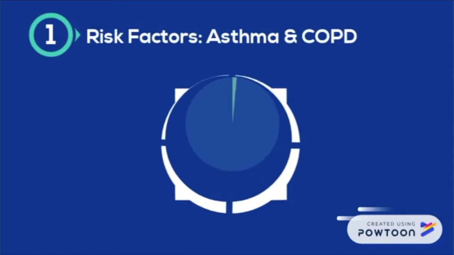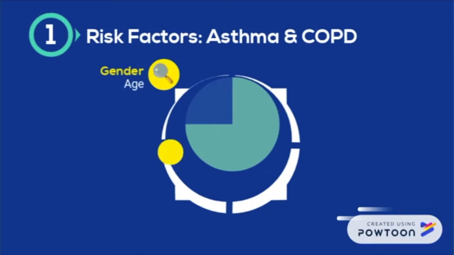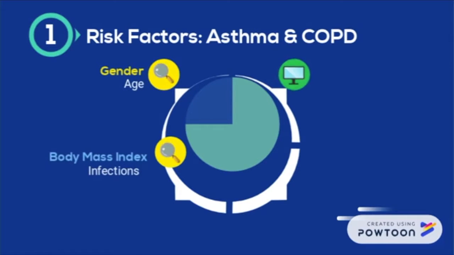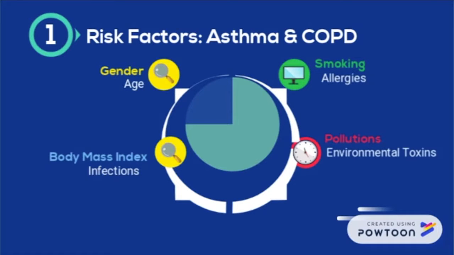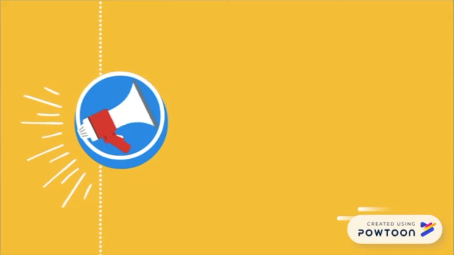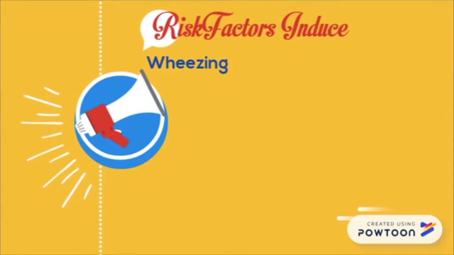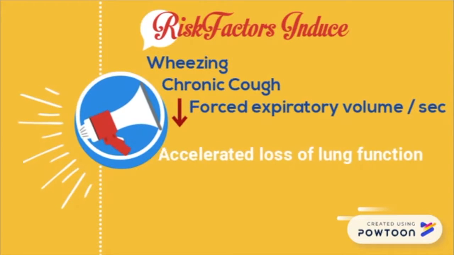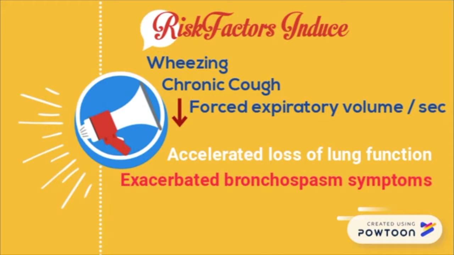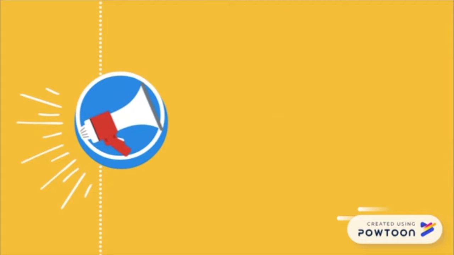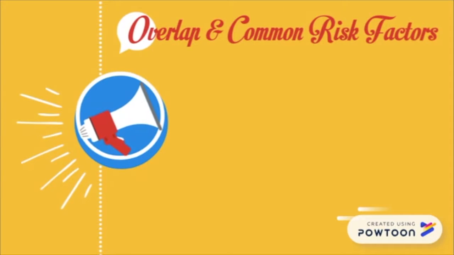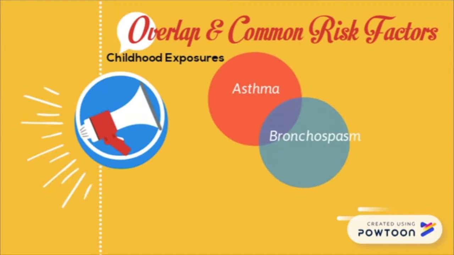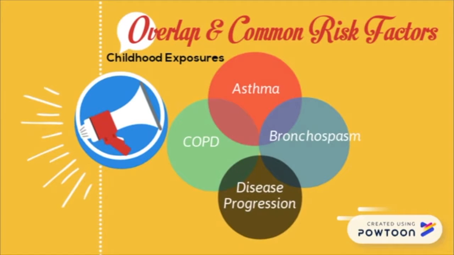The prevalence of asthma and COPD increases with associated risk factors such as gender, age, BMI, infections, smoking, allergies, pollutions, and environmental toxins. These risk factors can provoke symptoms of wheezing, chronic cough, and declining FEV1, leading to accelerated loss of lung function while exacerbating bronchospasm symptoms. Asthma and COPD commonly overlap due to many common risk factors. Childhood exposures developing into asthma and bronchospasms may predispose patients to COPD later in life.